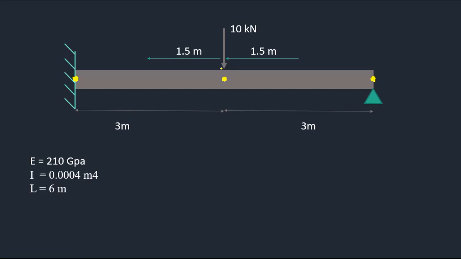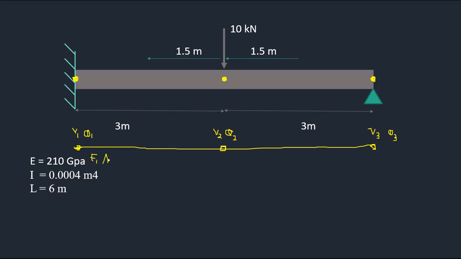So this is your basic example. This is a 3 noded element. I'll call the displacements v1 and theta 1. We know v1 and theta 1 are 0 because of the fixed end. Then here we have v2 and theta 2, and v3 and theta 3. Since the displacements are restricted, that means there should be a force corresponding to F1 and M1.